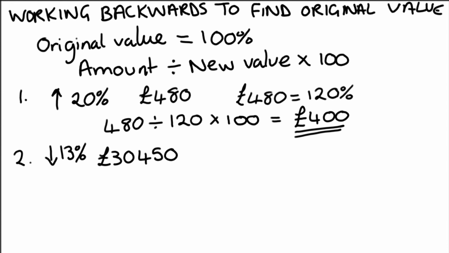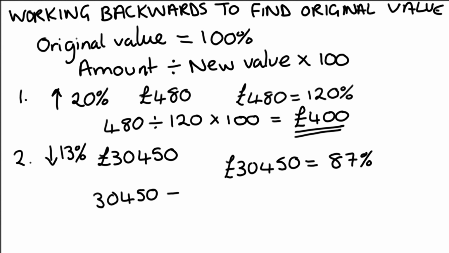Okay, so that £30,450 is equivalent to 87%. And to get the 87%, you just subtract the 13 from 100. And now to find what it used to be worth, we just divide our amount by its new value of 87% and times it by 100. And that will give us £35,000.